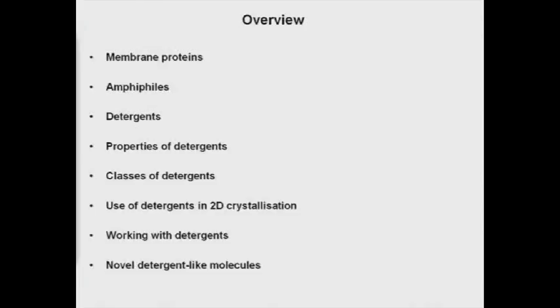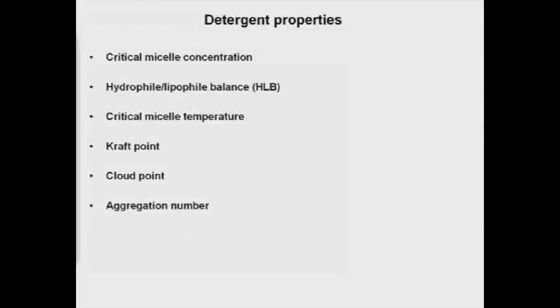So by way of an overview of what I want to talk about today, I've covered a couple of these topics already, the membrane proteins and amphiphiles. I'm now going to go on to talk about detergents a little bit, the properties of detergents, classes of detergents which we commonly use in membrane protein structure studies. I'm going to focus on the uses of detergents in 2D crystallography studies, and I'm going to make some comments about working with detergents, and at the end some novel detergent-like molecules. If I've got some time, I'll mention those briefly.